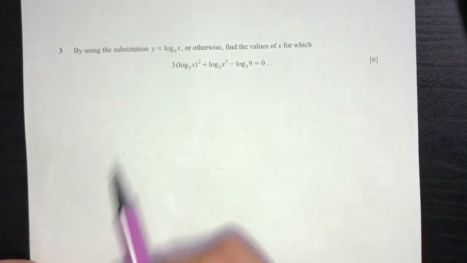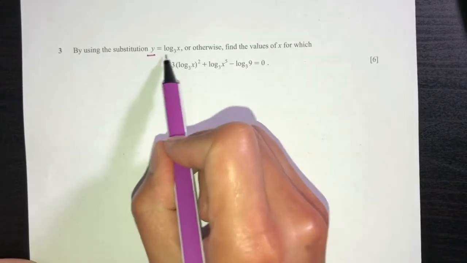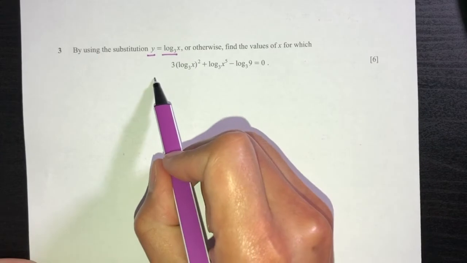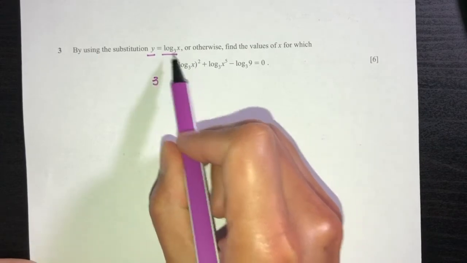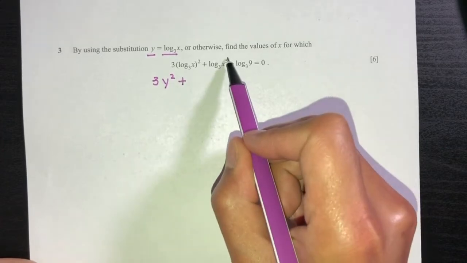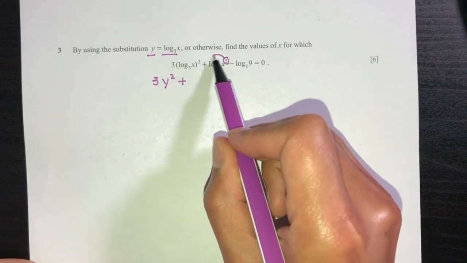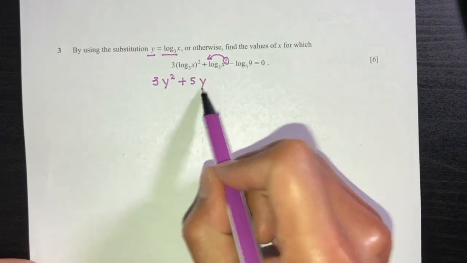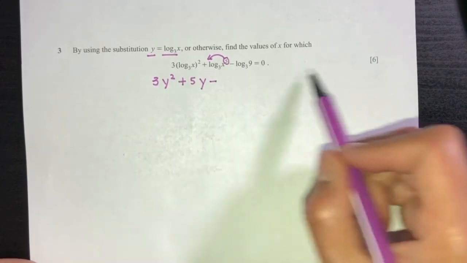Now question number 3, using the substitution y equal to this, find the values of x. So if you observe, here we have 3 log 3x is y, so we write y squared plus. So when we have a power here, we can send the power here, you will have 5 log 3x is y, so that means y minus, so what is this?